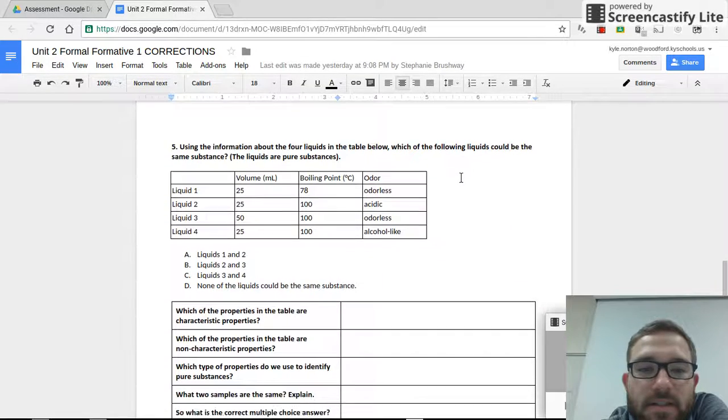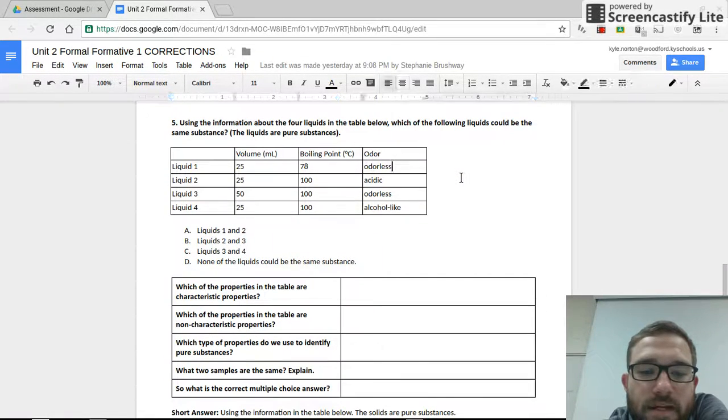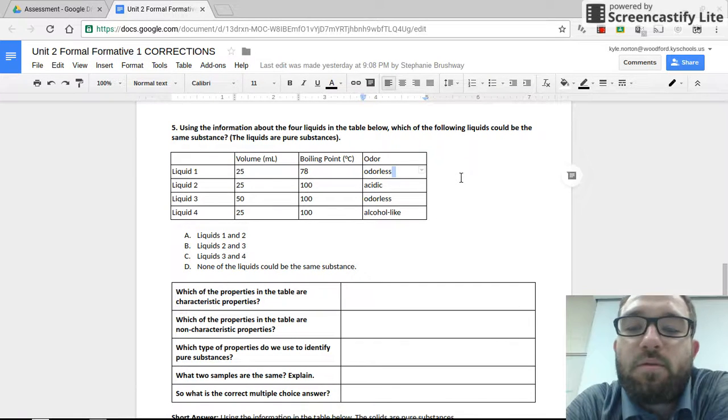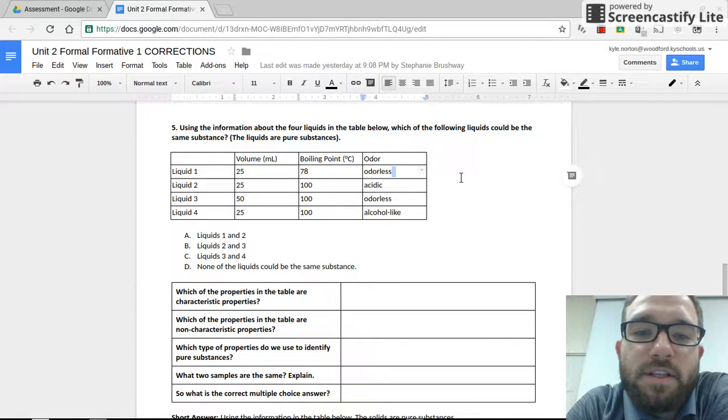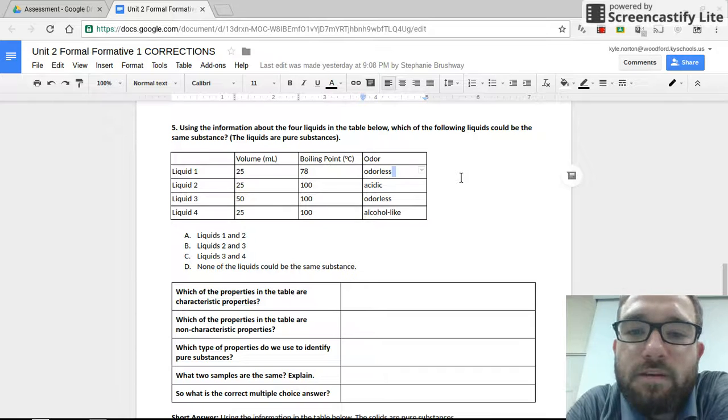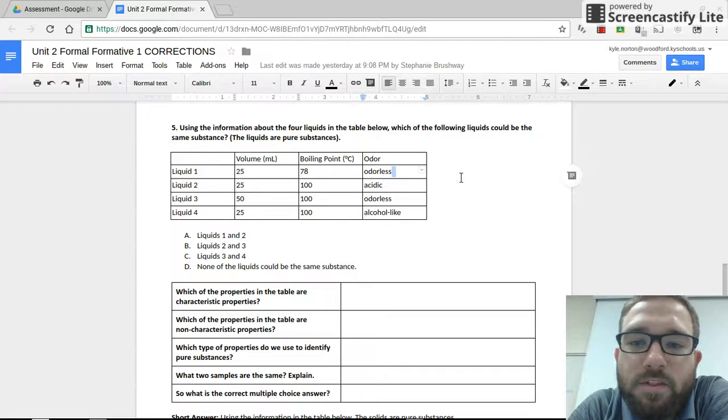And the last one is just about analyzing the table here. So using the information about the 4 liquids in the table below, which of the following liquids could be the same substance? You got volume, boiling point, and odor. You got 4 liquids. For the odor, liquid 1 is odorless, liquid 2 is acidic, liquid 3 is odorless, liquid 4 is alcohol-like in smell, like rubbing alcohol.